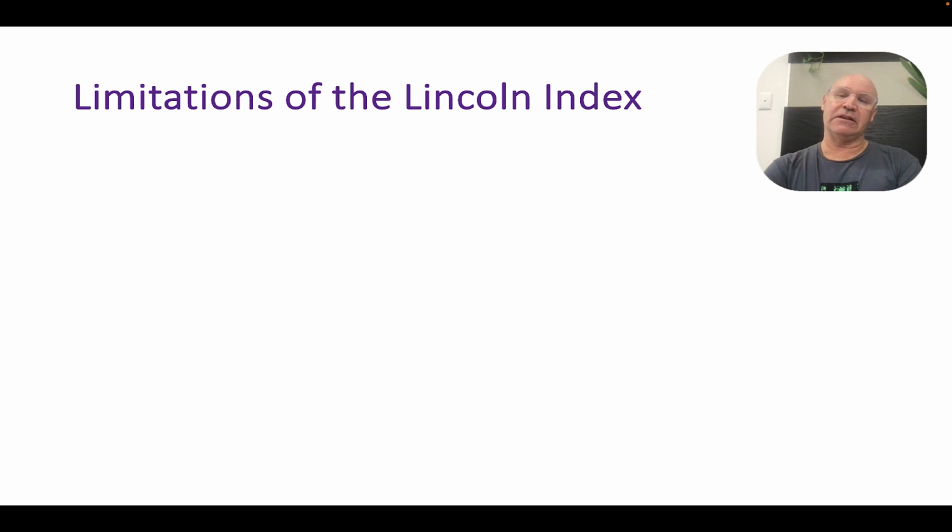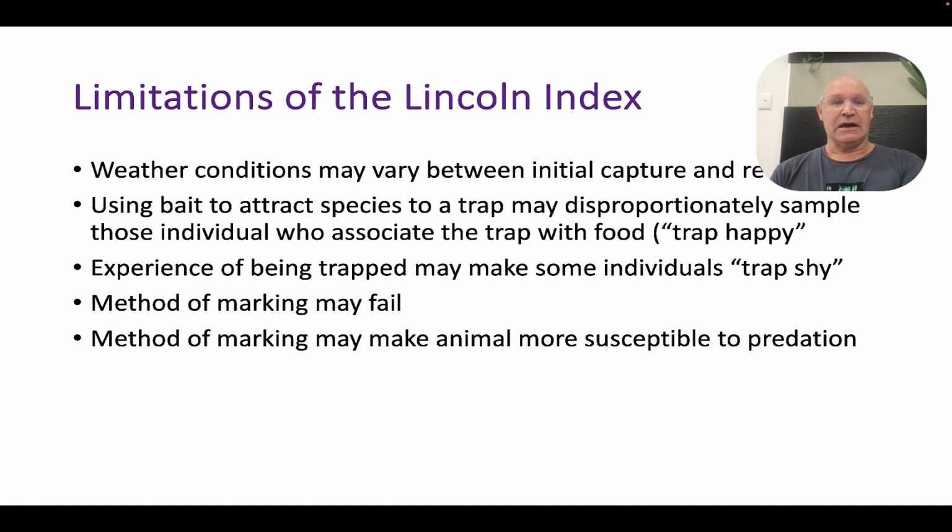Now, in terms of the Lincoln Index, there are some limitations. Obviously we're only sampling and using that to estimate the population, but it may be that weather conditions are different between the initial capture and the recapture, and that might actually affect the number of organisms that are caught. If you're using a bait to attract a species, that might make organisms trap happy. But equally, they may have experience of being caught in a trap, or even just are fearful of traps, and that might make them trap shy. So this can either increase or decrease the estimation of the population.